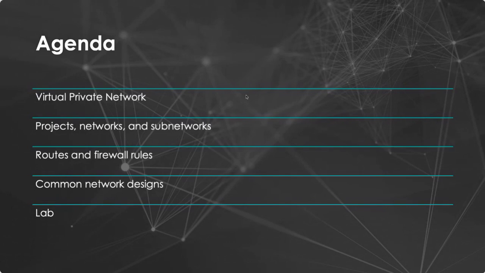We'll also look at a couple of network designs in terms of high availability and disaster recovery. And then finally, we'll go into a demo where we'll go into the GCP console. We'll try and create a network, create firewall rules, create a virtual machine, try and connect to that virtual machine, and see how all of that works together. So that's the agenda for today.